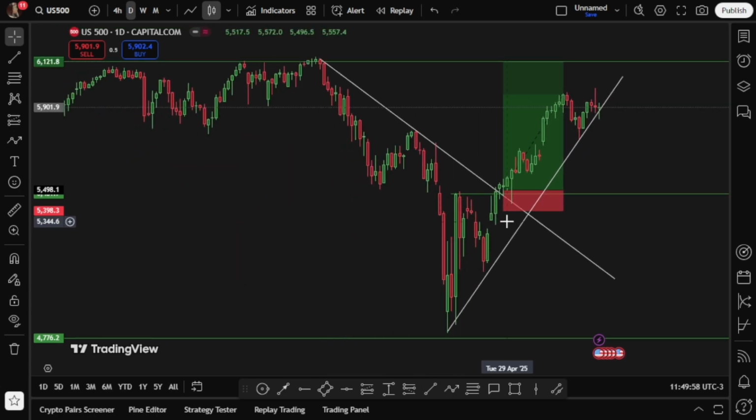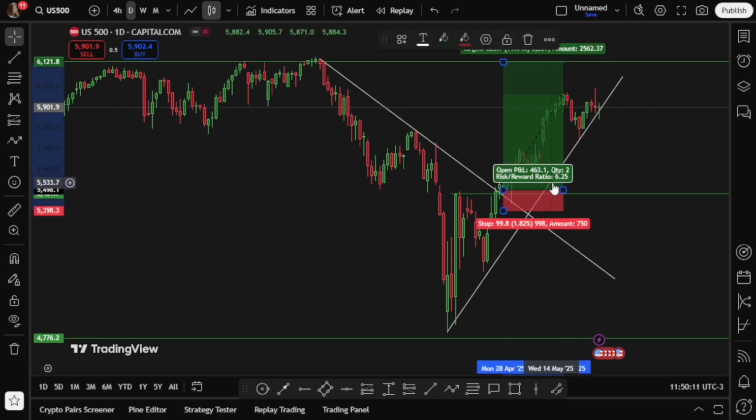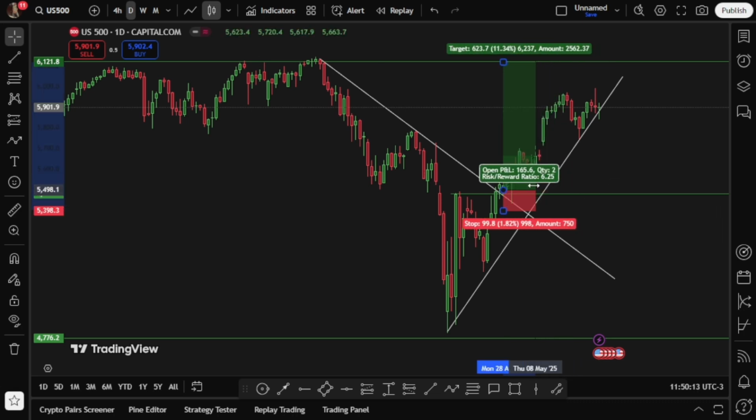I'm already break even on this trade. It's very close to my TP, and I'm already break even on this trade, following the same pattern. You guys can get that, following the same pattern.